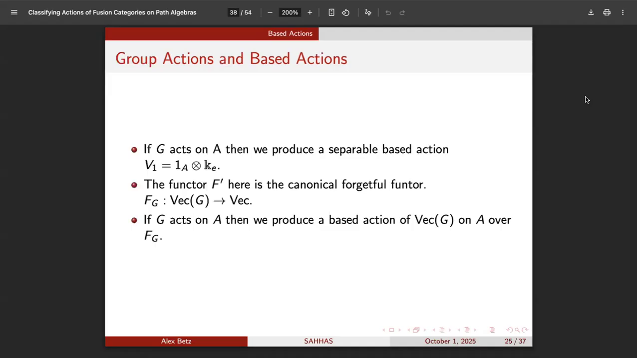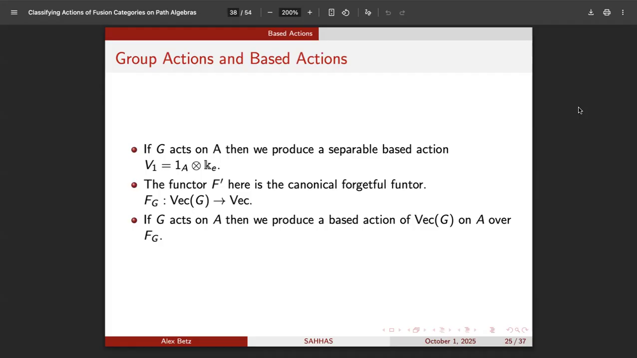Now, we looked at this example already, where if a group acts on an algebra, we can produce a separable based action where the base spaces here are like these 1 sub A tensor KG. But here, if we look at the f prime function, the one that sends x to Vx, it's just this forgetful functor we've been working with. I've been using it as a running example.